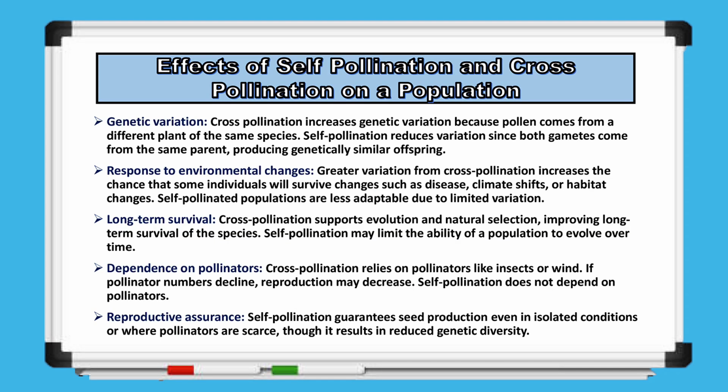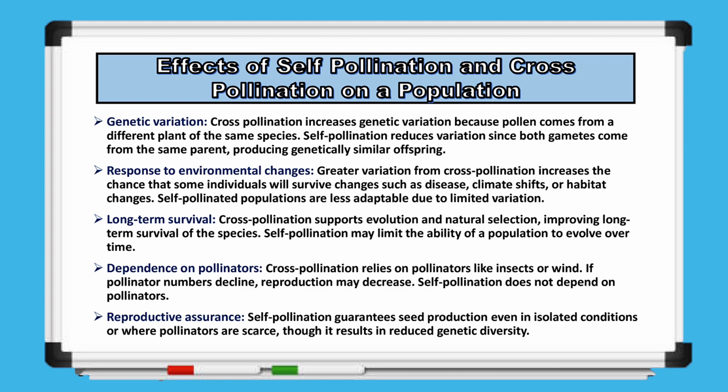The effects of self-pollination and cross-pollination on a population can be understood in several ways. First, in terms of genetic variation, cross-pollination increases variation because pollen comes from a different plant of the same species. In contrast, self-pollination reduces variation since both gametes come from the same plant, producing offspring that are genetically very similar.